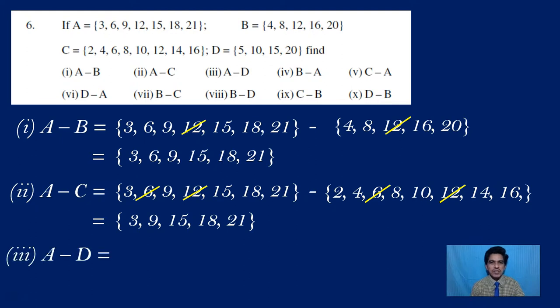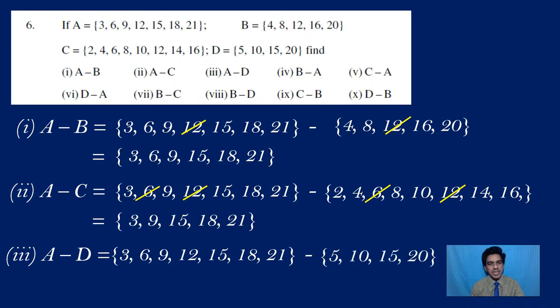Now, have a look at this question. A minus D, which is the set of 3, 6, 9, 12, 15, 18, 21 minus D, the set of 5, 10, 15, and 20. What are the common elements in these two sets? Actually, 15. So write the remaining elements from A. We have 3, 6, 9, 12, 18, and 21. So in this way, even when given these two sets, we can find the subtraction very easily.